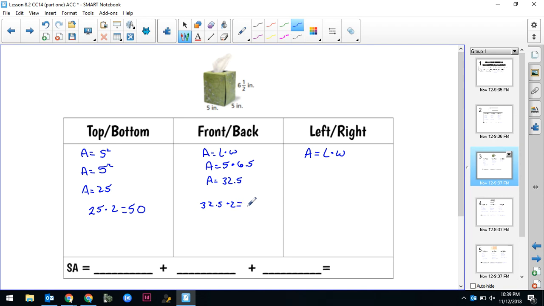And we get 65. Now, here's the cool part. The left and the right is exactly the same as the front and the back. That's what's nice when we have a square involved. So it's still going to be 5 times 6.5, for an area of 32.5. And we'll double it to get 65.